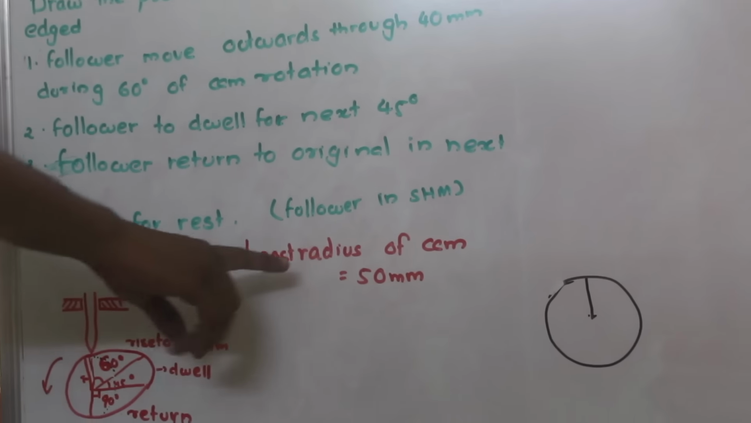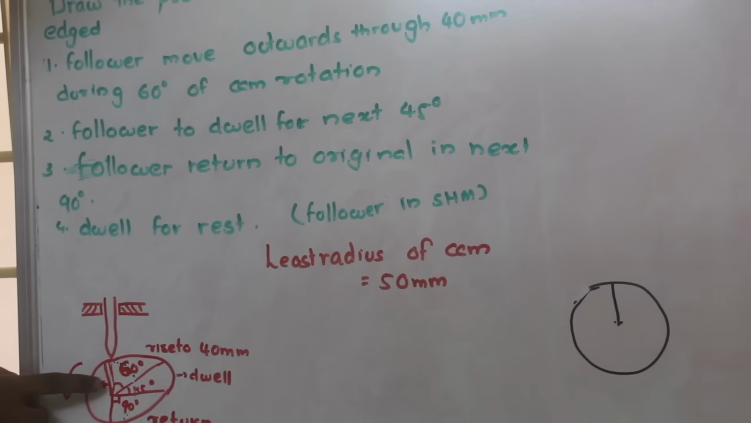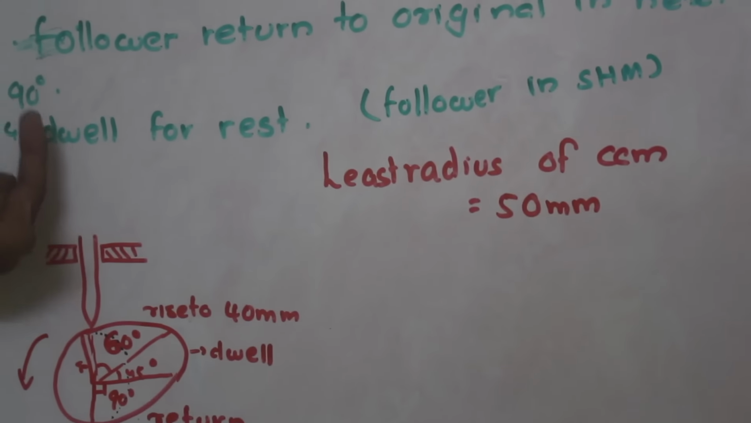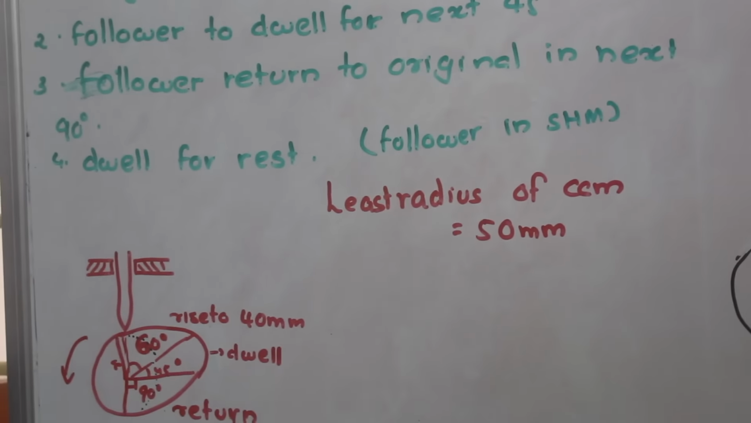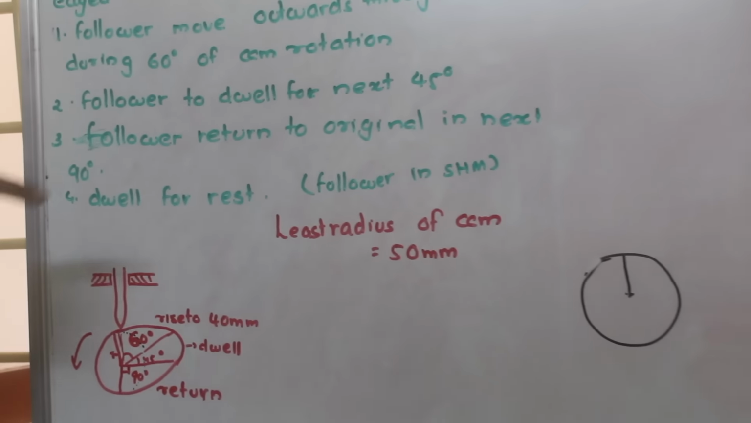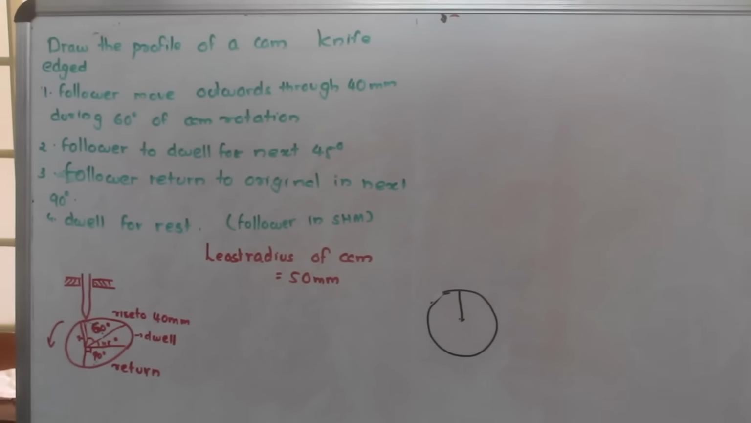So here it is given that the least radius of the cam is 50 mm. That is, this is the least radius. At the least radius, the follower will be at the lowest position. So that is given as 50 mm. And the next thing given is that the follower is in SHM, simple harmonic motion.